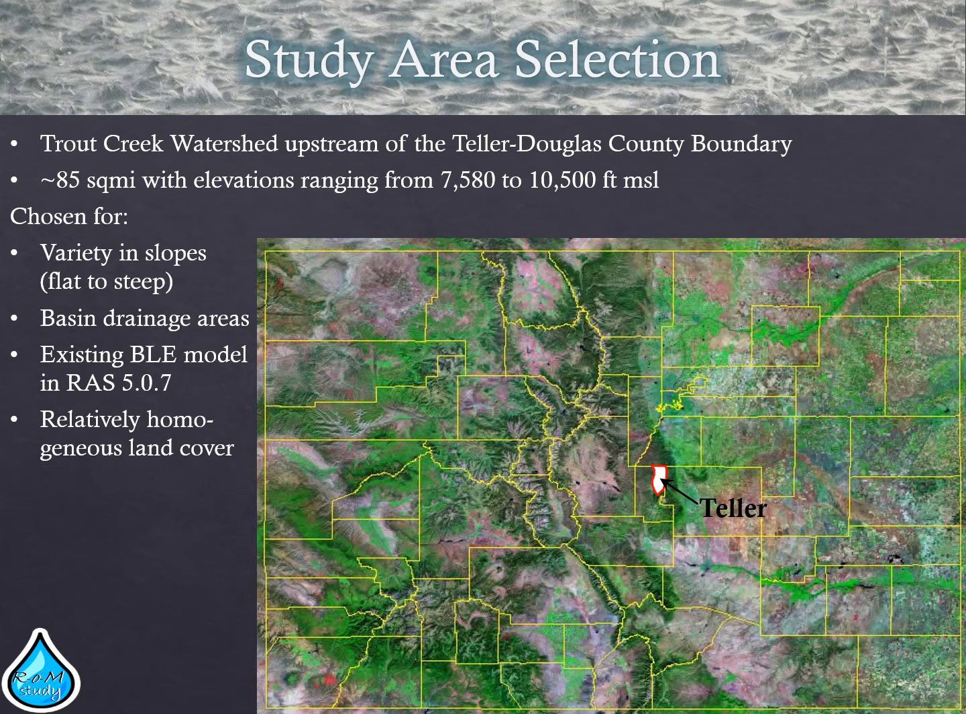This is an area that we had done an existing base level engineering model using RAS 507, the current version, so we're able to leverage that for this project. And this is a fairly undeveloped area, largely forested, so there's a relatively homogeneous land cover, which is nice since HEC-RAS can only take one applied excess precip hyetograph, meaning you can basically only apply one curve number to it.